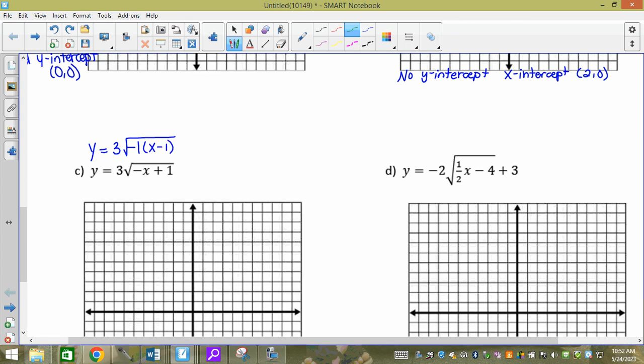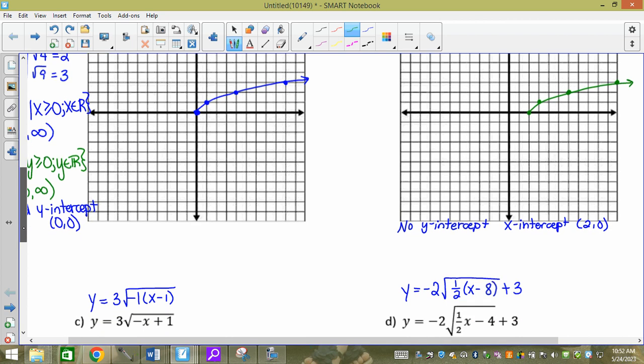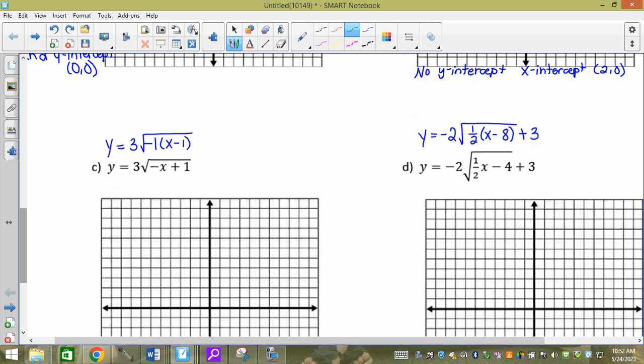What about this one? I can take out the half, right? Negative 2 root 1/2 x minus what? 8. Factoring out the half means multiplying by 2. So I want you guys to use mapping and these coordinates 0, 0, 1, 1, 4, 2, 9, 3 to draw your new graph. I don't want you to just type it in your calculator.